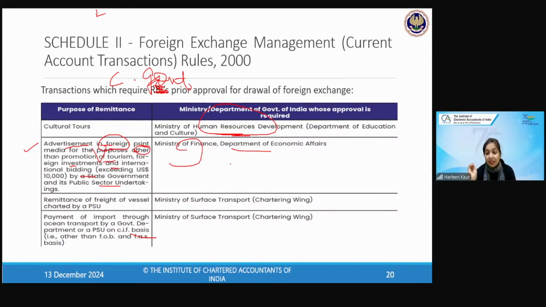You have to learn these names, children, because a 1 mark question comes straight away asking whose approval is required. First of all, he'll ask you, do you need the approval? That is a 1 mark question, and the second part of the question will be whose approval. So a 2 marks question can come from these kinds of transactions.